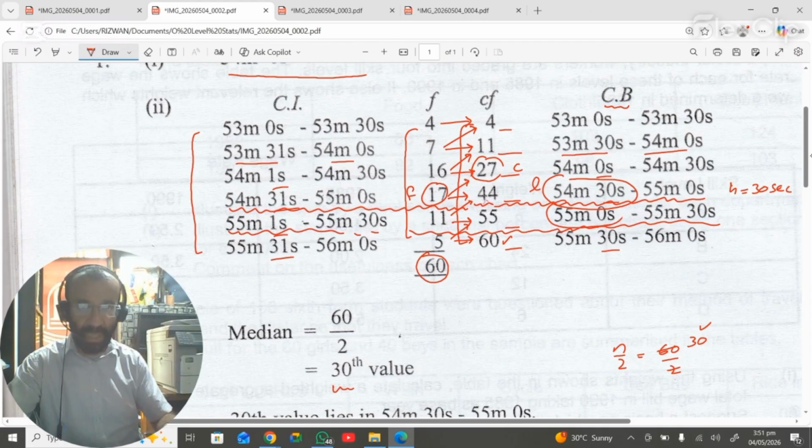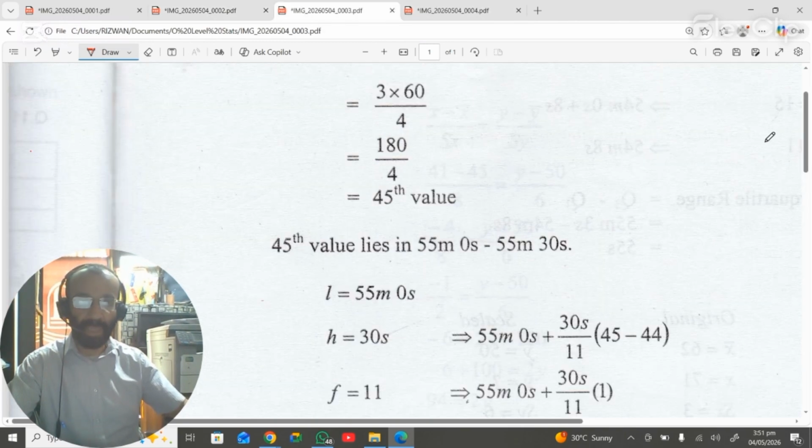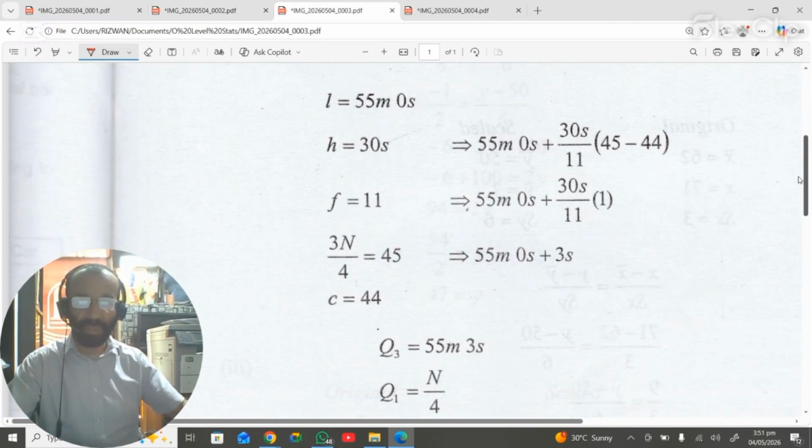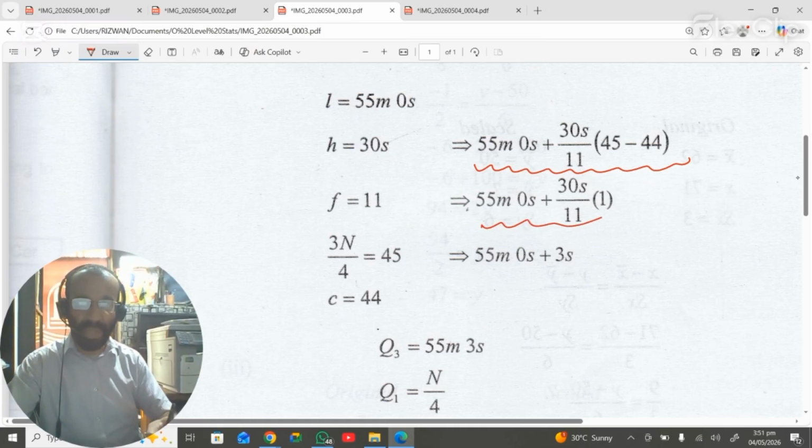So this is L. H is again the same, that is 30 seconds. This is F for the upper quartile. This is the previous cumulative frequency, and this is 60, the total number of the terms. So now we will put all these values into the formula. So look now, the values have been put in the formula, and solving it gives this answer. So this is the upper quartile.